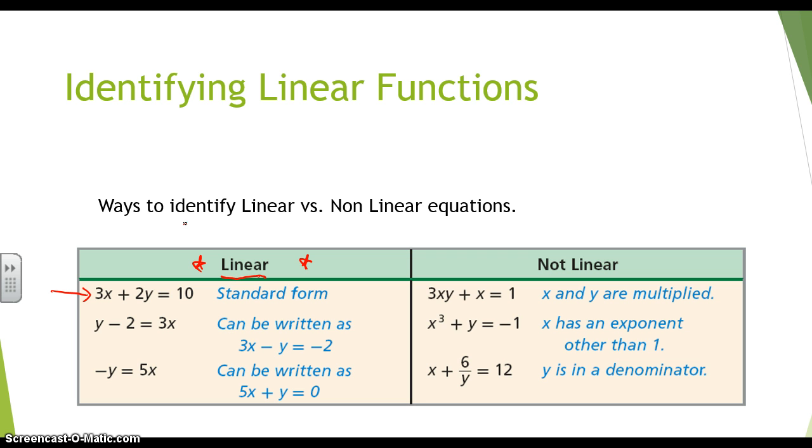When it's not linear, that means that the x and y are multiplied, just like this here. They cannot be multiplied. If your x has an exponent other than 1, and maybe your y might have a denominator, these are all examples of something not being linear.